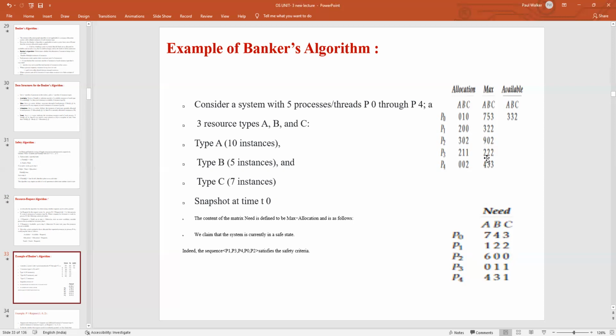After that, for the process P3, 2 minus 2, the value is 0. 2 minus 1, the value is 1. And 2 minus 1, the value is 1. For the process P4, the value of A is 4, 4 minus 0, 4. 3 minus 0, 3. 3 minus 2, the value is 1. So this is how we have to find the need matrix.